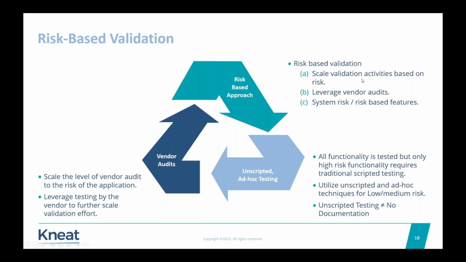So then we go to risk-based validation. You scale the validation activities based on the risk, as we mentioned earlier. We have leveraged vendor audits. I can't emphasize that enough. Vendor audits are going to be very important with CSA. It's going to take up a lot of your time depending on how many systems you bring in from a vendor, but well worth doing well. And you're looking at the system risk versus risk-based features. Again, I'm testing appropriately to the level of risk based on the features and the system. And the last part then is unscripted and ad hoc testing. So all functionality is tested, but only high-risk functionality requires your traditional scripted testing.